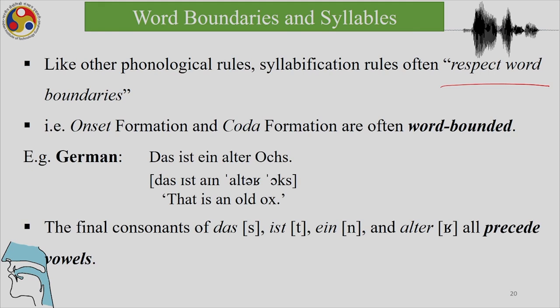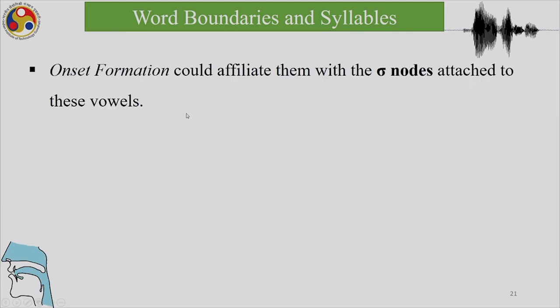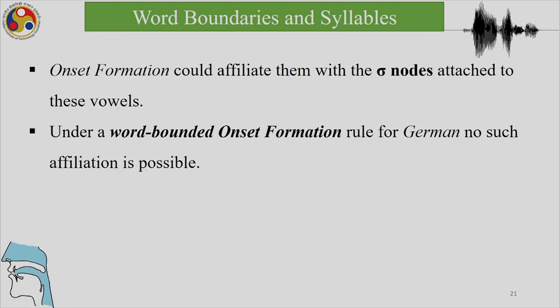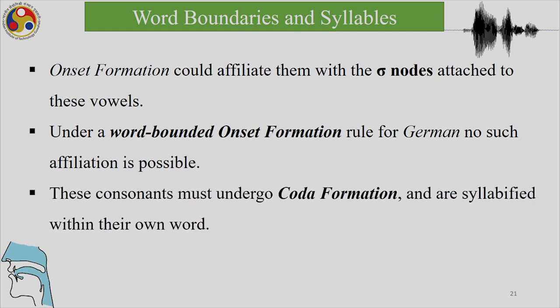Of course, in speech, segmentation is another matter altogether. In the phonology, we have syllables that respect the word boundaries. What does this mean? That means that these consonants do not become syllables of the following word. Onset formation could affiliate them with syllable nodes attached to these vowels, but under a word bounded onset formation rule for German, no such affiliation is possible. So, in German, there are word bounded onsets.